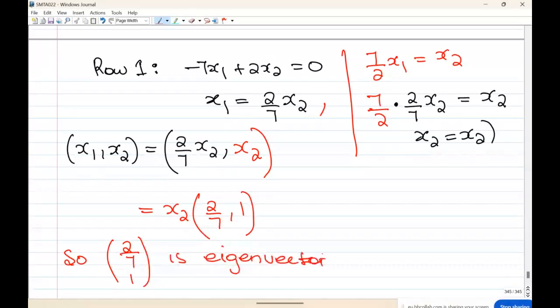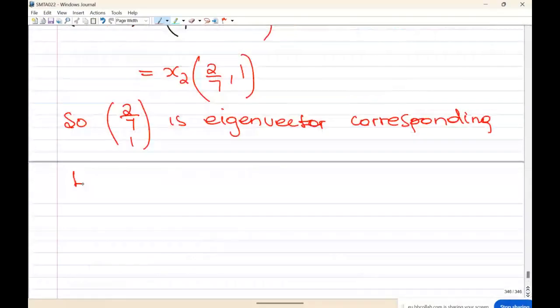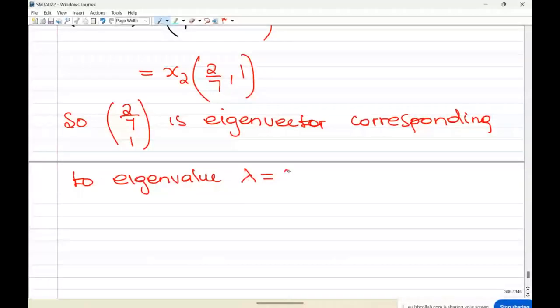Eigenvectors corresponding to what, colleagues? Corresponding to eigenvalue. And the eigenvalue that we are referring to is the one of number 2, the eigenvalue which is lambda equals 2. Do you see it? Yes.